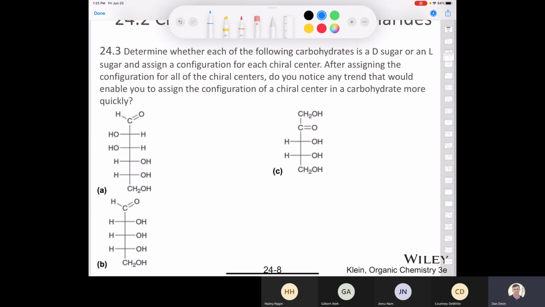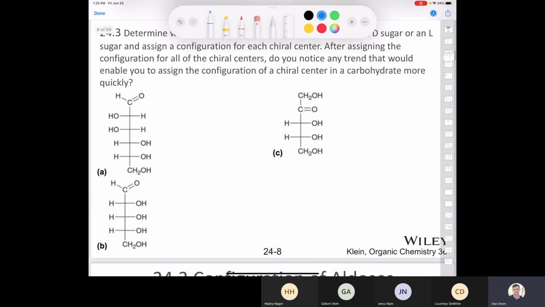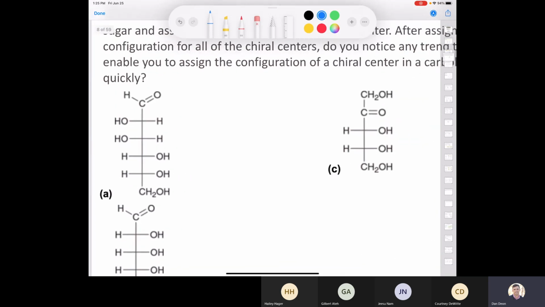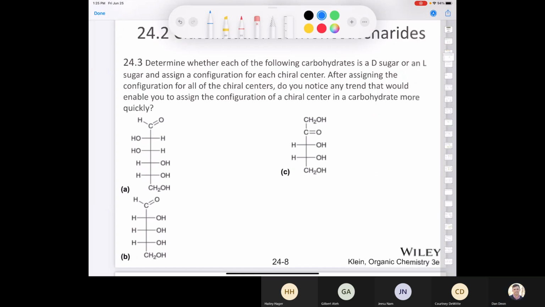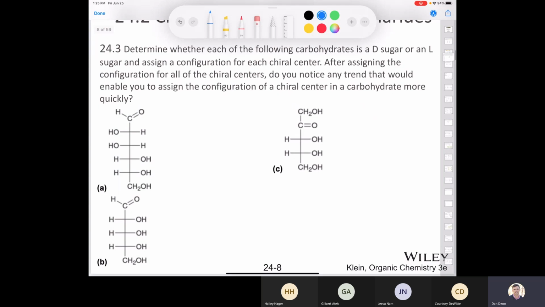These take a while, so let's just try the first one for now, and then you can try the rest at home. Once you know how to do one, it won't take too long to do the others. But let's take a look at the first one, okay? Remember that, well, let's answer the first question first, okay? It says, are each of the following compounds D or L sugars?